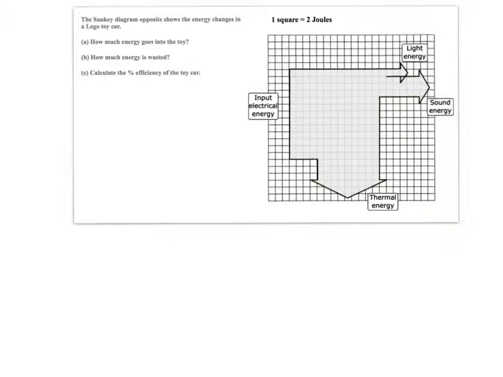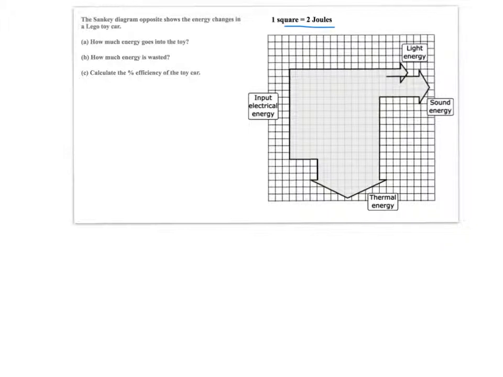Right, we have another example of a Sankey diagram to make sense of here. Now, it's important that you get your head around this idea that you'll have to work with scales. We have a number of squares representing useful energy going in, and 1 square here represents 2 joules. So you'll need to pay attention to whatever question you get in the exam, what scale they're giving you, to be able to make sense of the useful energy input. In this instance, 1 square is 2 joules.